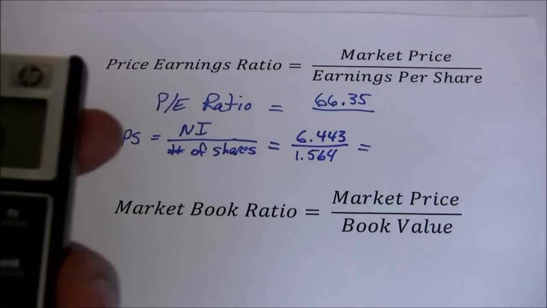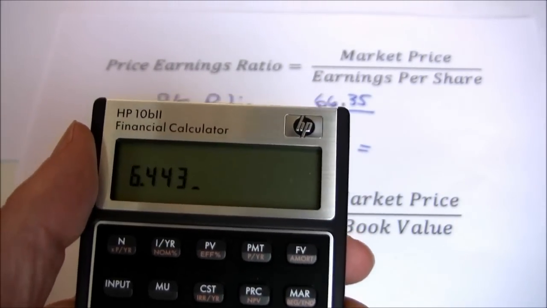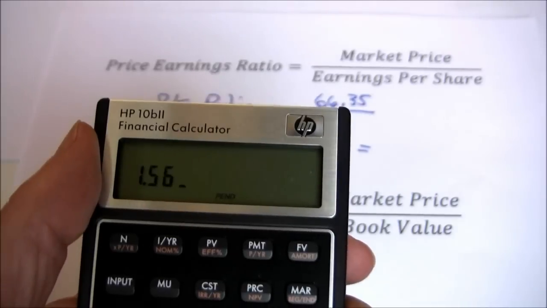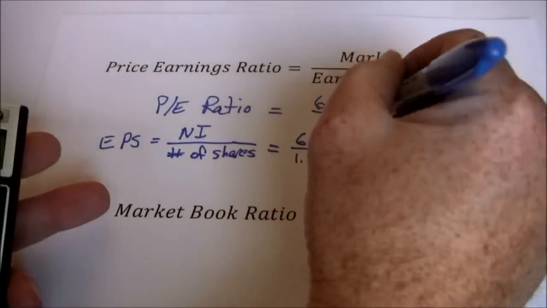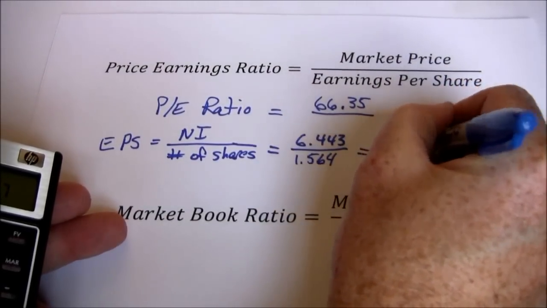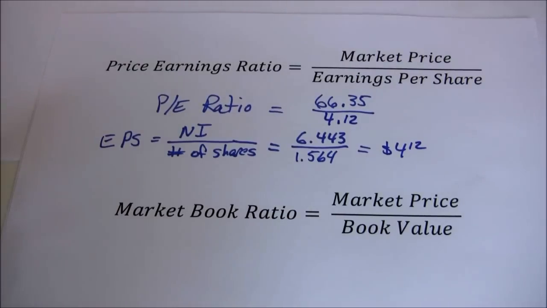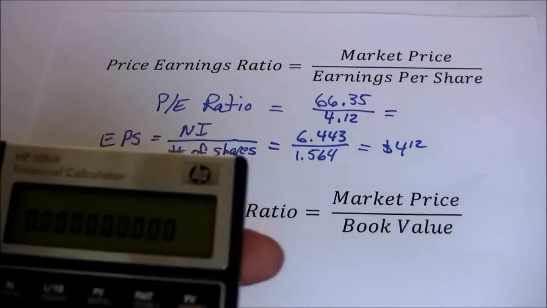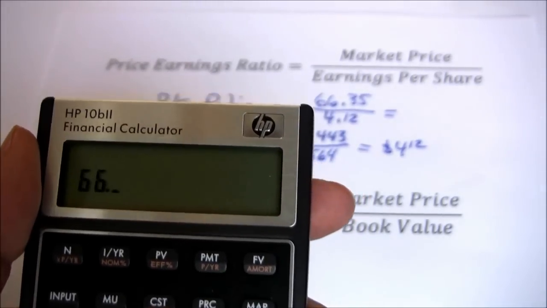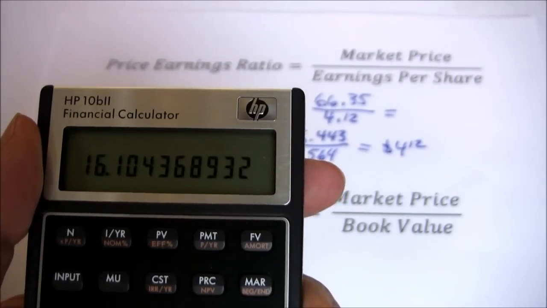Go ahead and calculate our earnings per share now. 6.443 divided by 1.564, and that gives us an earnings per share of $4.12. So plug that into our PE ratio formula. Stock price divided by earnings per share. Take the stock price of $66.35 divided by our $4.12 earnings per share, and that gives us a PE ratio of 16.10.